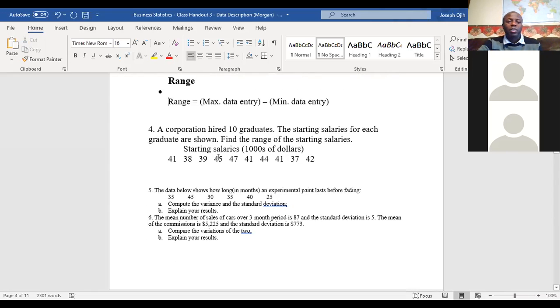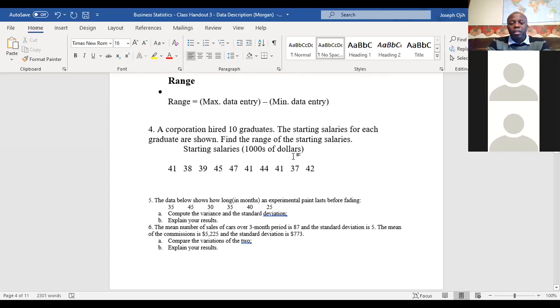Let's look at this example. It says a corporation hired 10 graduates, then the starting salaries for each of the graduates are shown. Find the range of the starting salary. So you can see the starting salaries in thousands of dollars. This person started with $41,000 per year. This person with $38,000 per year, this person with $39,000 per year, and so on and so forth.